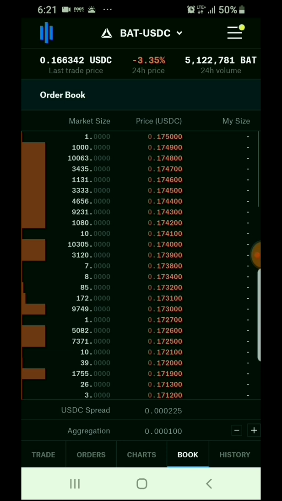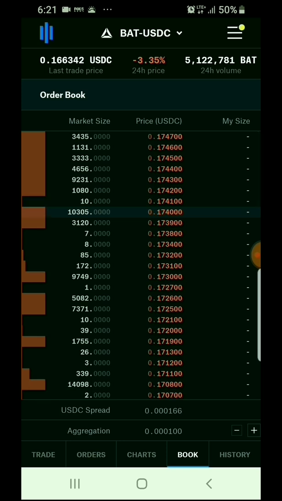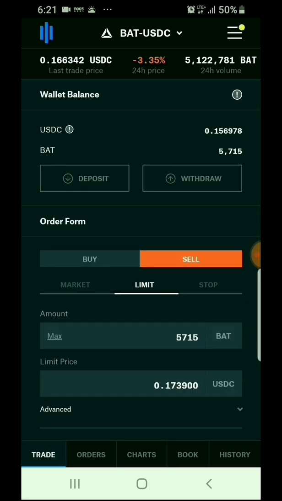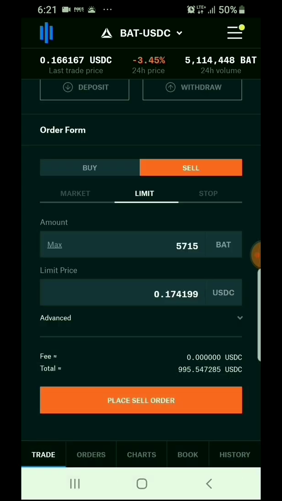Okay, everything still looks good. Actually, I'm looking at where the number is 10 right there. I have 174,100 on the line where the 10 is. And I just basically made it 174,199 because 199 would be directly under 174,200. And that's why I did that. Now I go back here, 174,199. Okay, so I'll place the sell order and I'll just sit and wait.